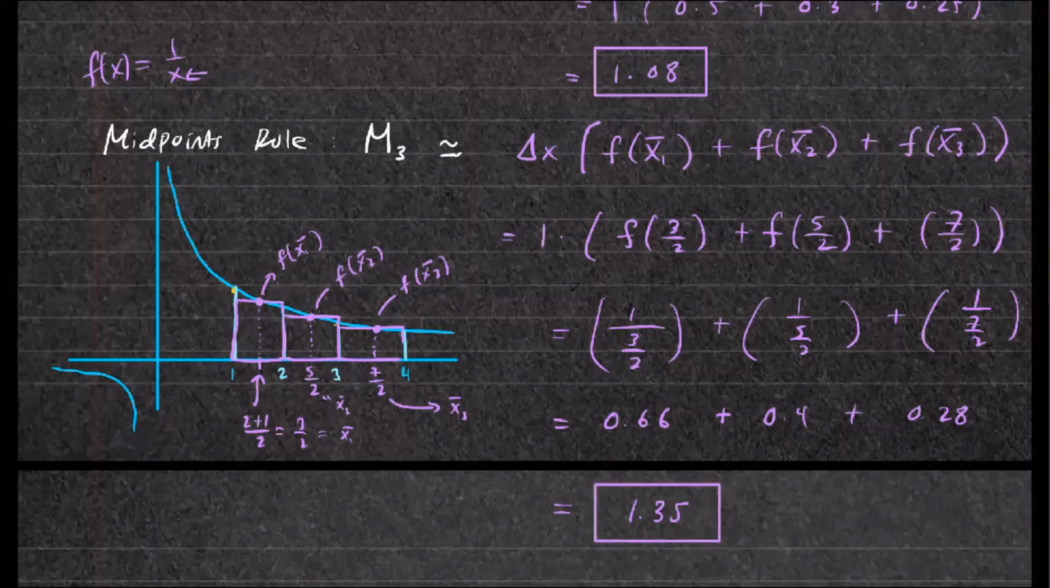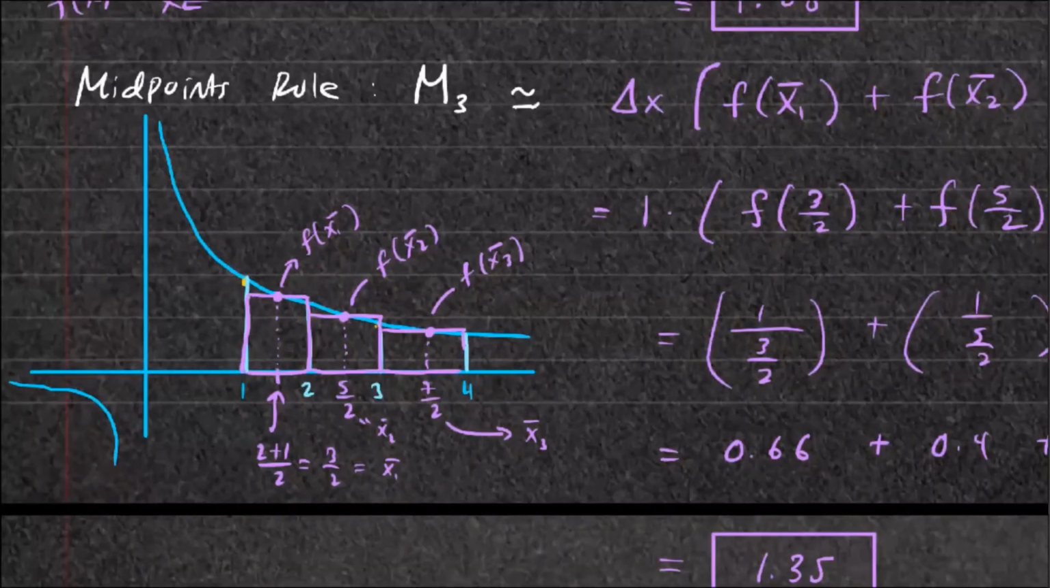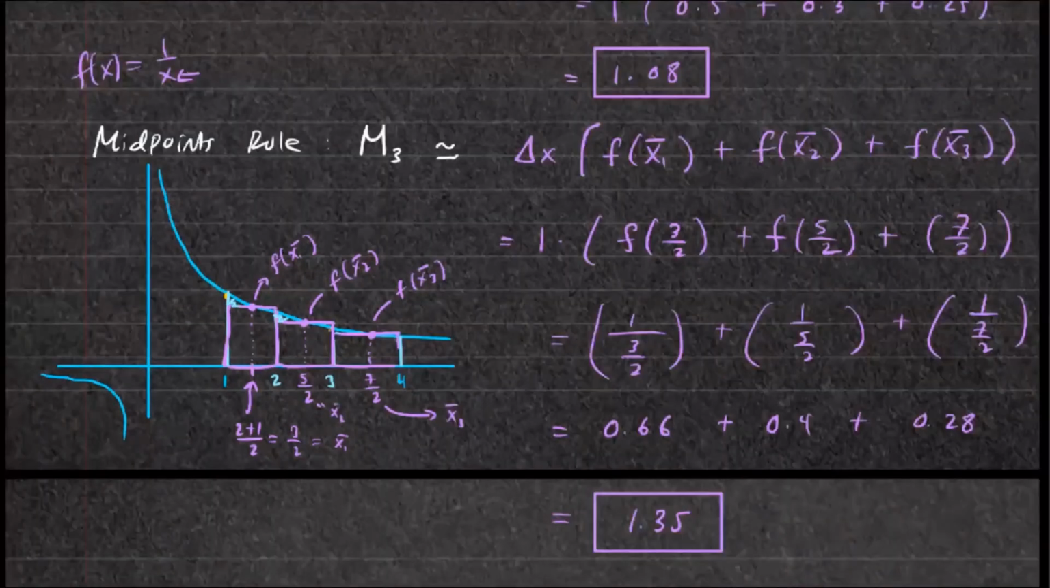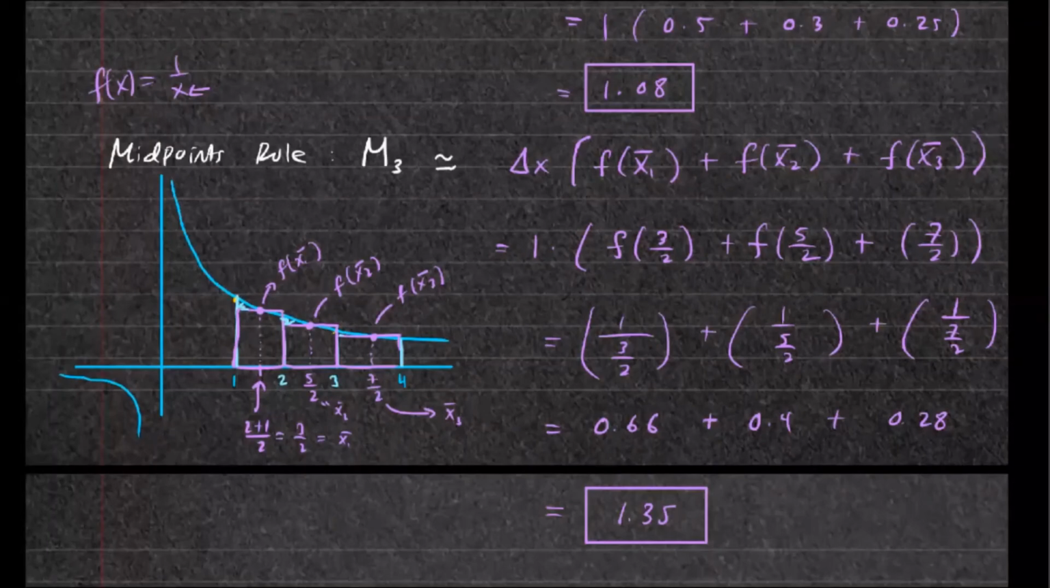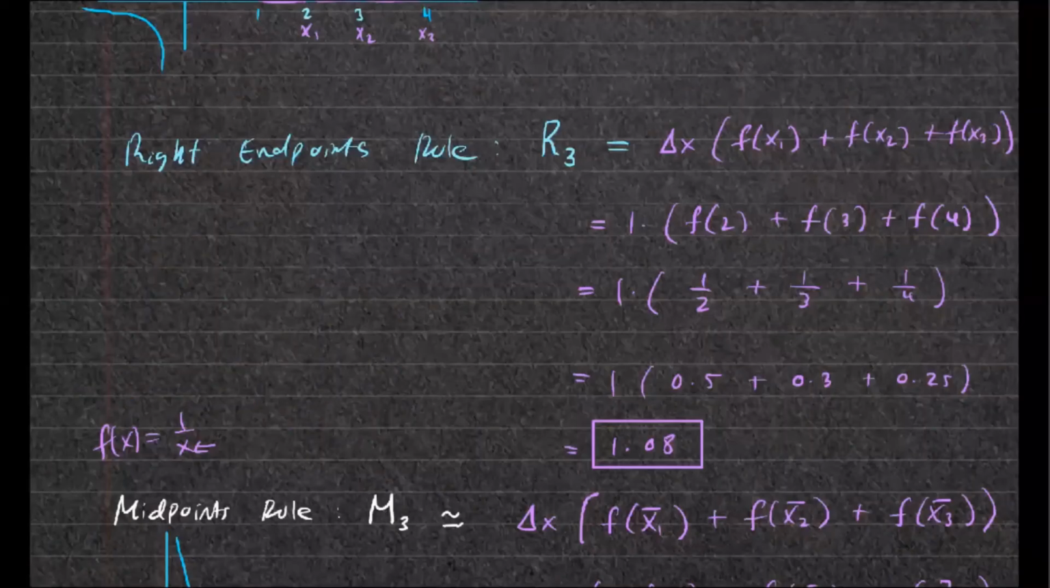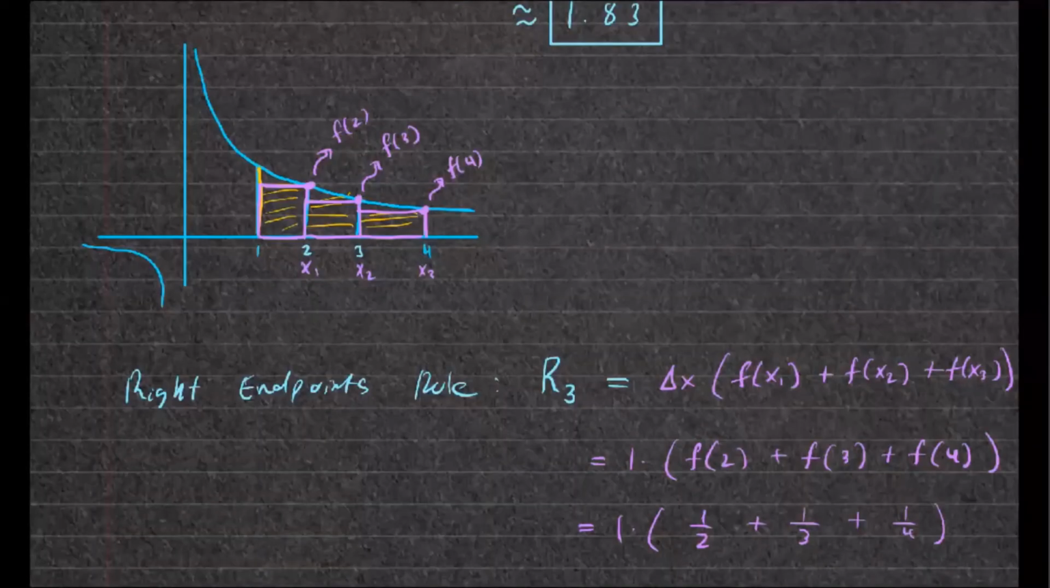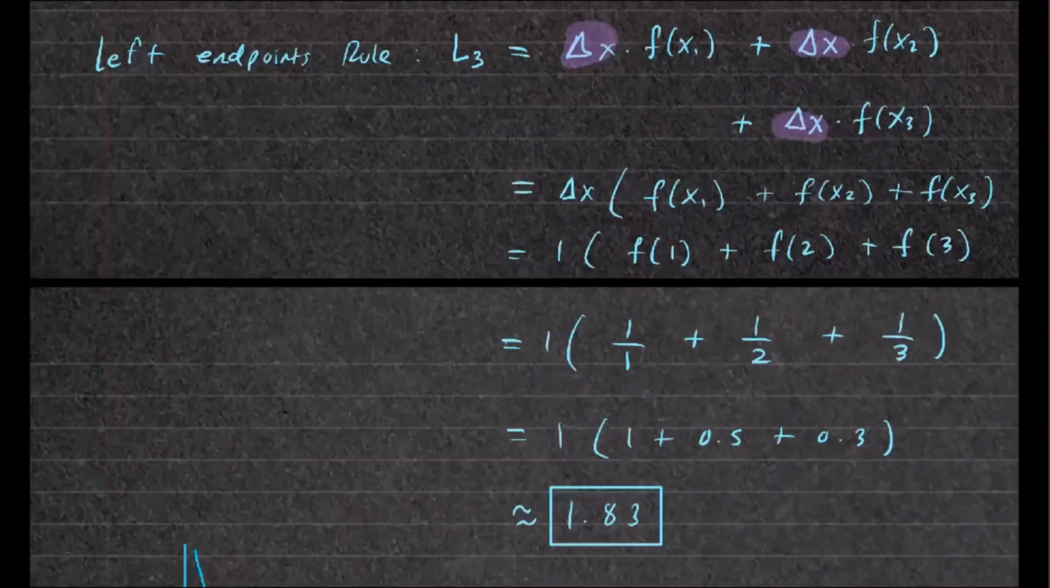So now you can see that this is a little better approximation because the gap between the actual area and the estimated area is very small. You can see it right here. It's a very small gap. So often midpoint gives you a better approximation. Here, the right endpoint gives us a little underestimate. The left endpoint here gives us an overestimate by a lot.